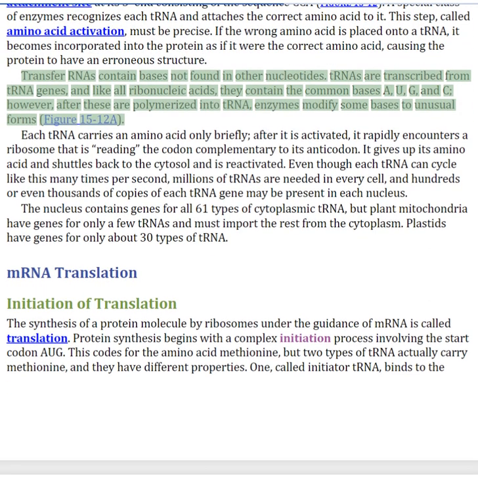Transfer RNAs contain bases not found in other nucleotides. tRNAs are transcribed from tRNA genes, and like all ribonucleic acids, they contain the common bases A, U, G, and C. However, after these are polymerized into tRNA, enzymes modify some bases to unusual forms.